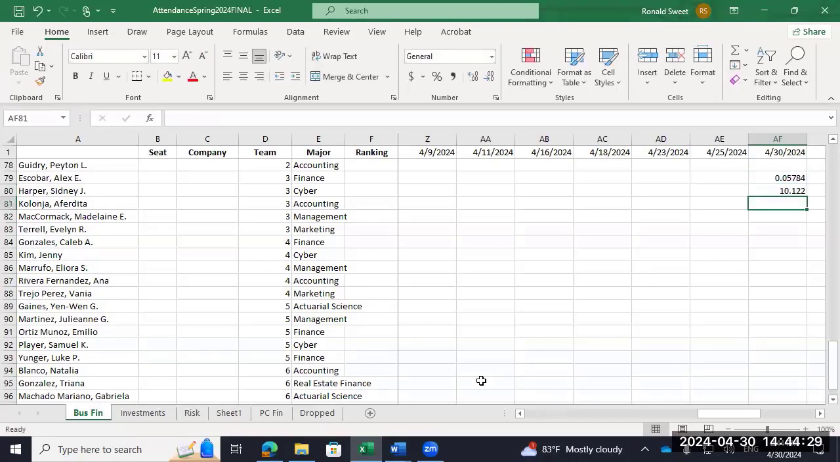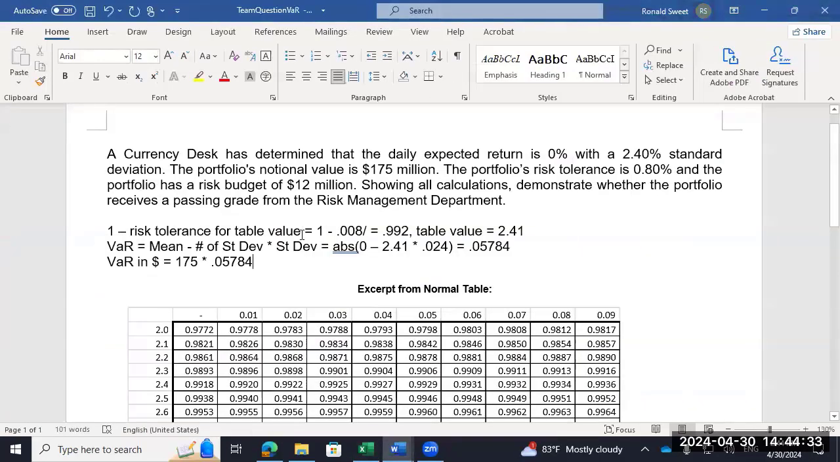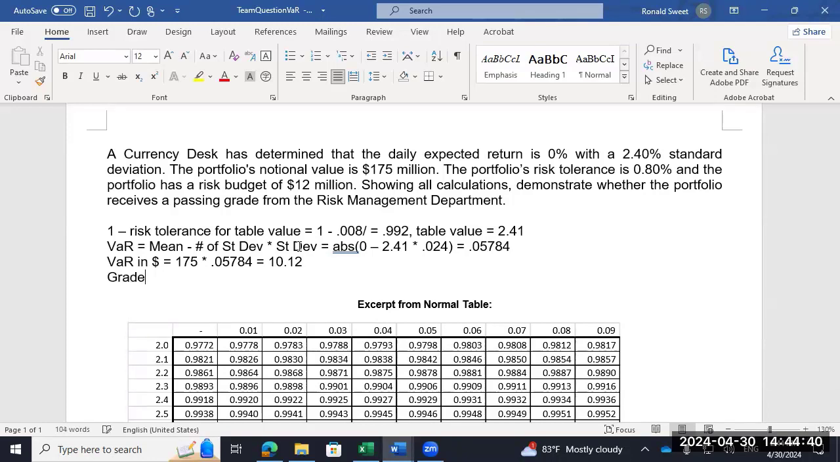This keyboard is really sticky. I think I saw someone with a number of rows similar to that, 10.12. And so what's the grade? VaR is less than the limit. So pass. And that's what you're looking for there. That look right? I saw at least 10 point something, so it looks pretty close.